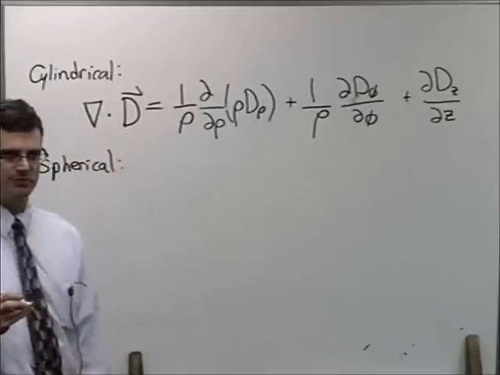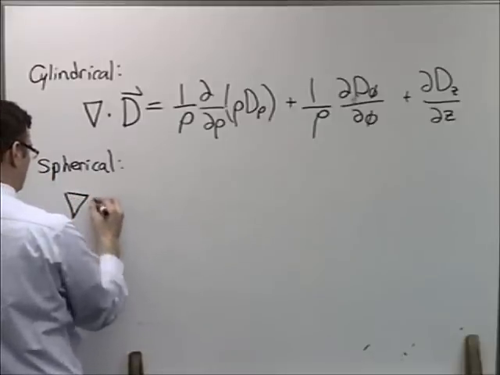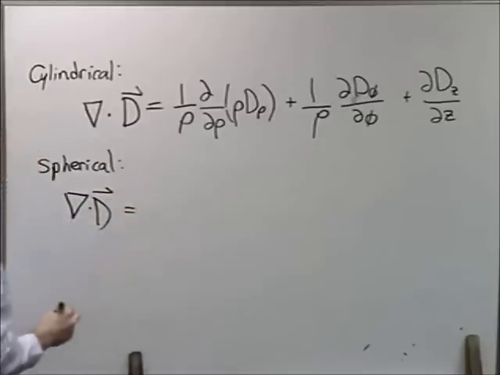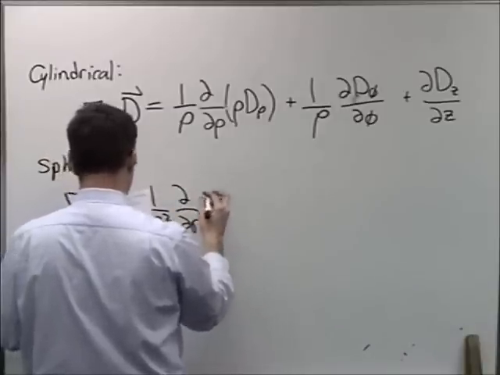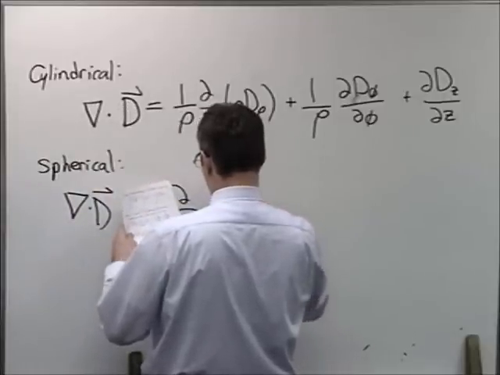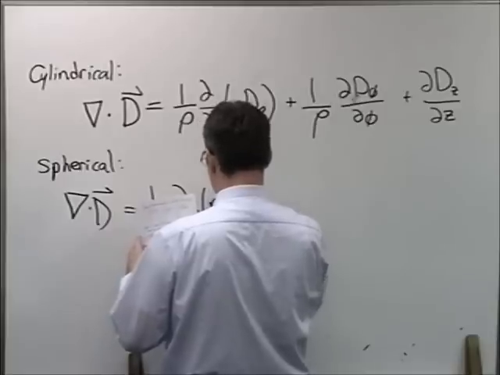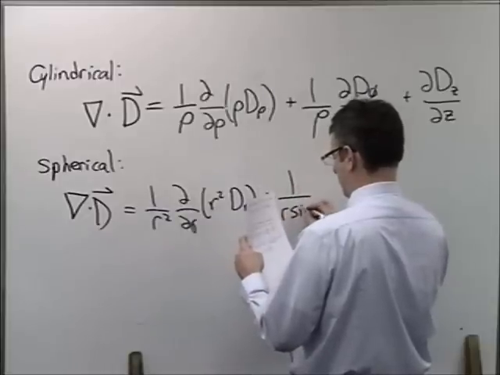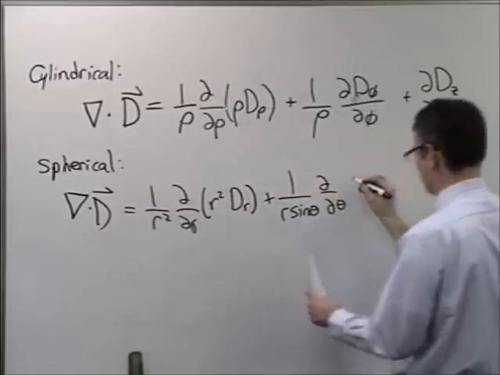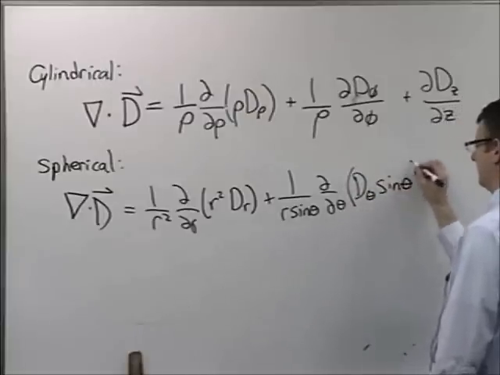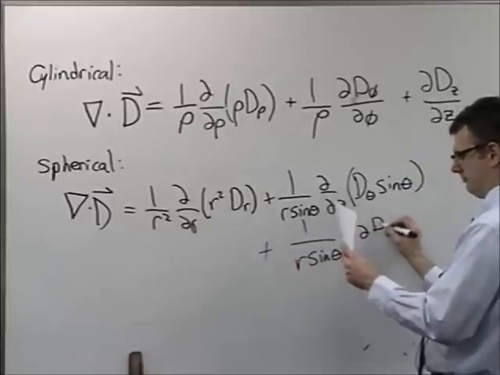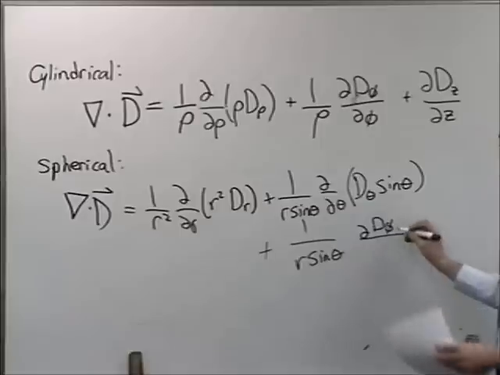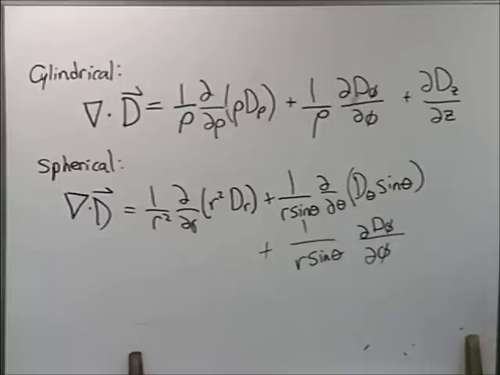Spherical coordinates. If I give you a problem in spherical coordinates where you've got to take the sourciness, I mean divergence, then the way I write that, I've got to do 1 over r squared, partial derivative with respect to r, taken once, excuse me, of r squared D sub r, plus 1 over r sine theta, partial derivative with respect to theta of D sub theta sine theta, plus 1 over r sine theta, partial derivative of the phi component with respect to phi. And there we've got it.